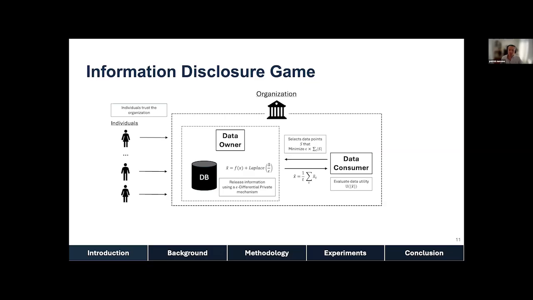So here also what's important to understand is that in this game, the data owner doesn't release the raw data points, he releases noisy versions of the data points. So the data consumer needs to take decisions to acquire noisy versions and to acquire more noisy versions of the data points to achieve his utility goals. And we release these noisy versions of data points using what is called an epsilon differential private mechanism, and I will explain it more in the background.